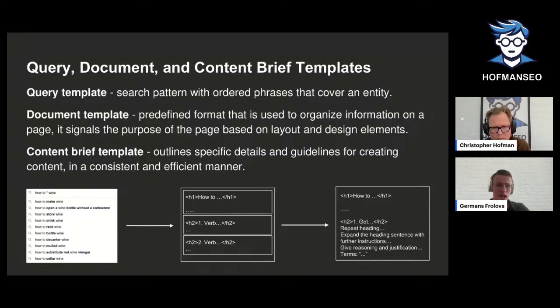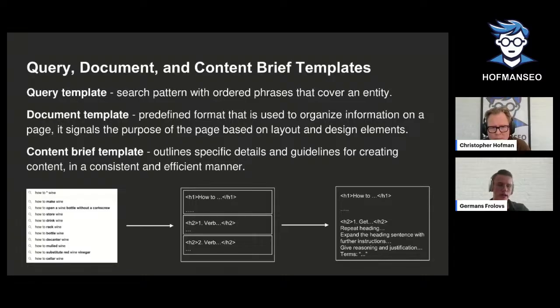WikiHow is a website that uses and abuses that query template. They have a document template, a predefined way of outlining elements on each and every page. For example, the "how to" is the first phrase in the title, followed by ideally H2s starting with a verb to describe every step. I'm not sure if they're doing it, but according to semantics, that would be the better way to do it.